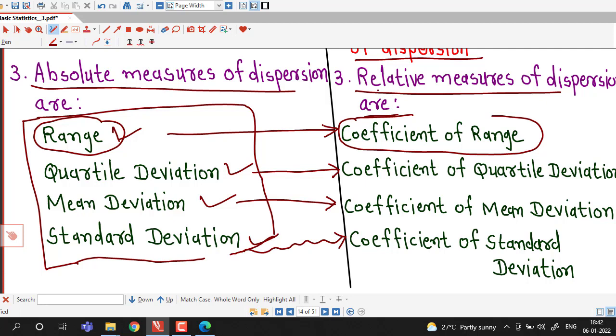From now onwards we are going to discuss how to compute relative measures of dispersion and how to use them to compare the variability of several sets of data. That we are going to discuss in upcoming lectures. So now we write down the definitions for these relative measures of dispersion.